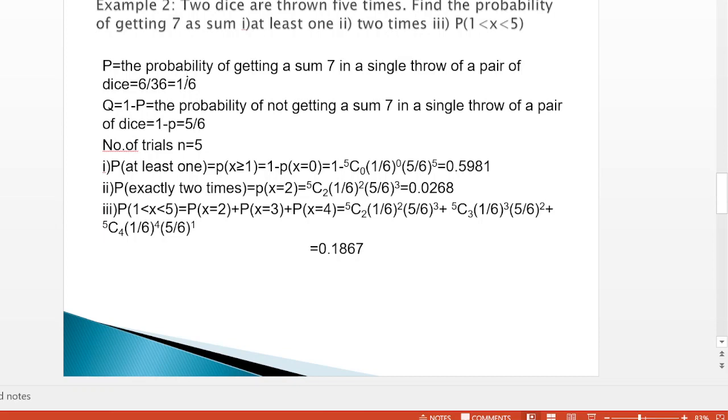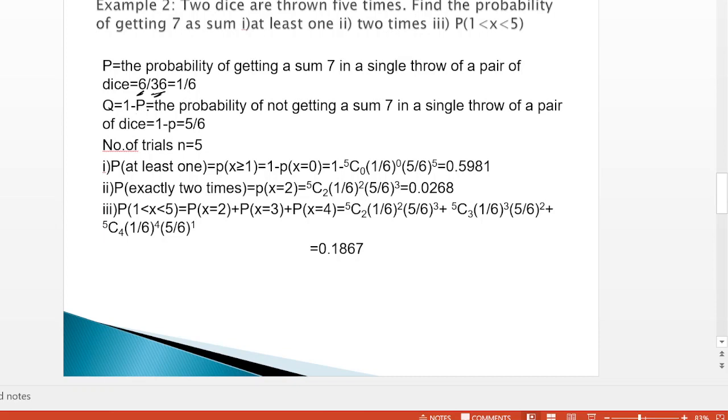One more example: 2 dice are thrown 5 times, find the probability of getting 7 as the sum at least 1 time, 2 times, and the probability of 1 less than x less than 5. So when 2 dice are thrown, we have 36 possibilities. Among these 36 possibilities, getting a sum of 7 has 6 possibilities. So our favorable cases are 6 and our exhaustive cases are 36. The probability of success is 6 by 36, which simplifies to 1 by 6.